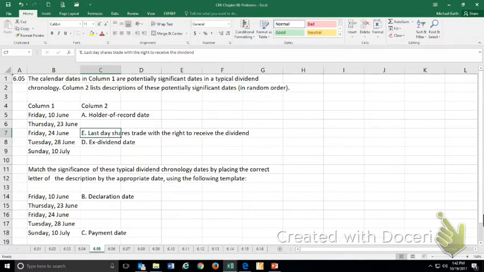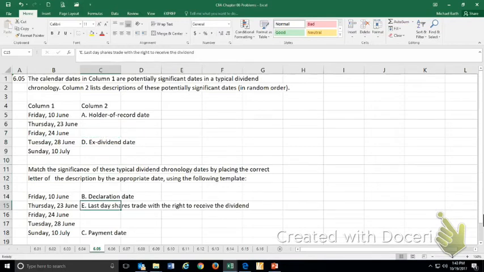So if you sold the shares on 23 June, the new shareholder has a right to receive the dividend. If you sell these shares the following day, the new owner gets the shares, but the dividend is going to go to the holder of record.